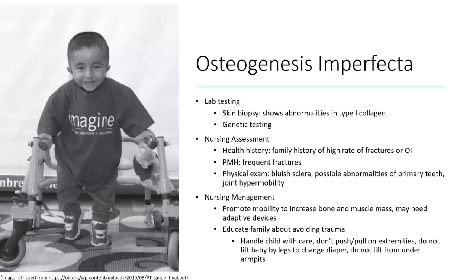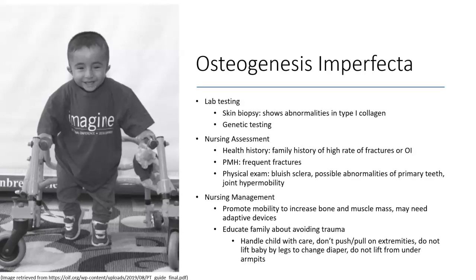There's a chance that someone with a very mild case of OI doesn't know that they have it and they just had several fractures as a child and it went undiagnosed. Or there may be a family history of osteogenesis imperfecta, so it's important to ask those questions. On the past medical history, it's important to ask if the child has had frequent fractures in the past. And on physical exam, you may note a bluish sclera, so the white of their eye actually appears blue or gray. We may note possible abnormalities of their primary teeth, and this is associated with certain types of osteogenesis imperfecta. And we may also see joint hypermobility.